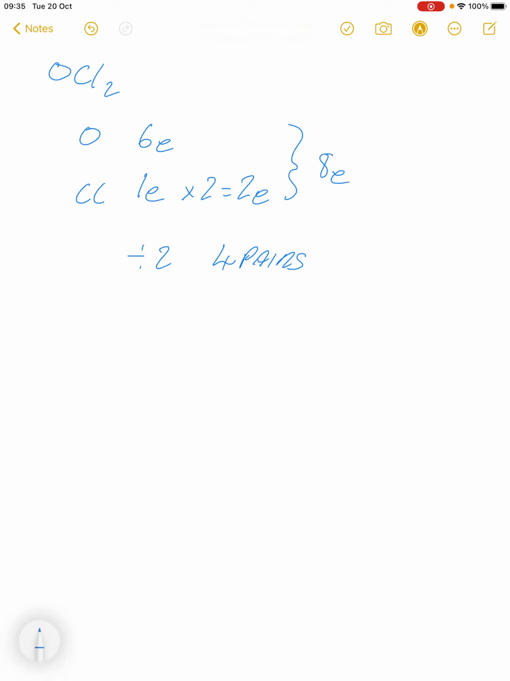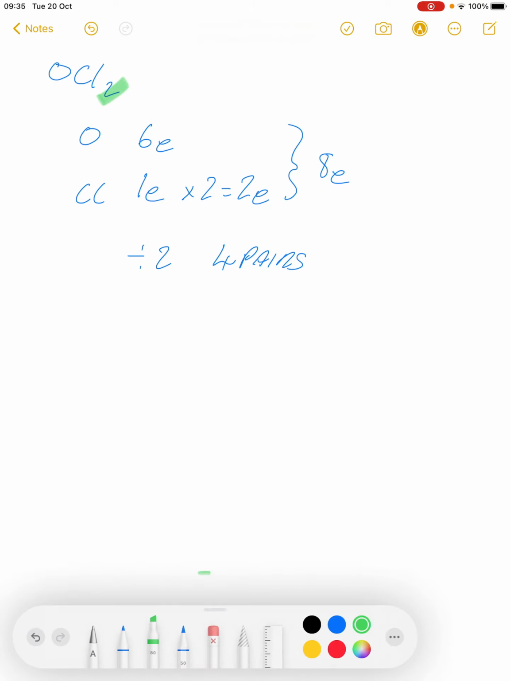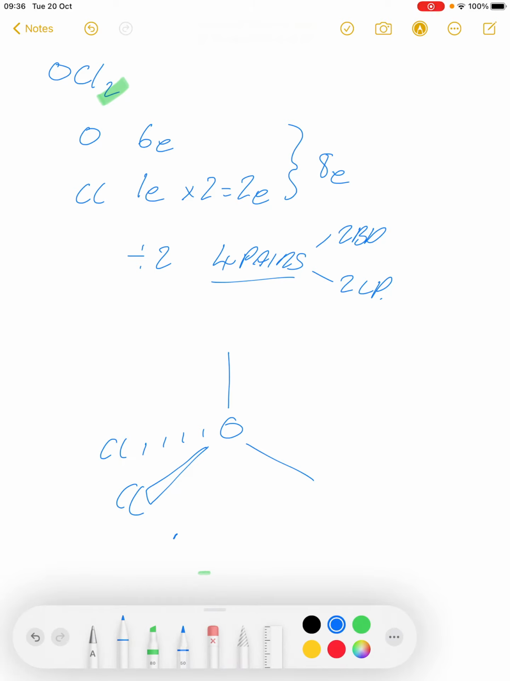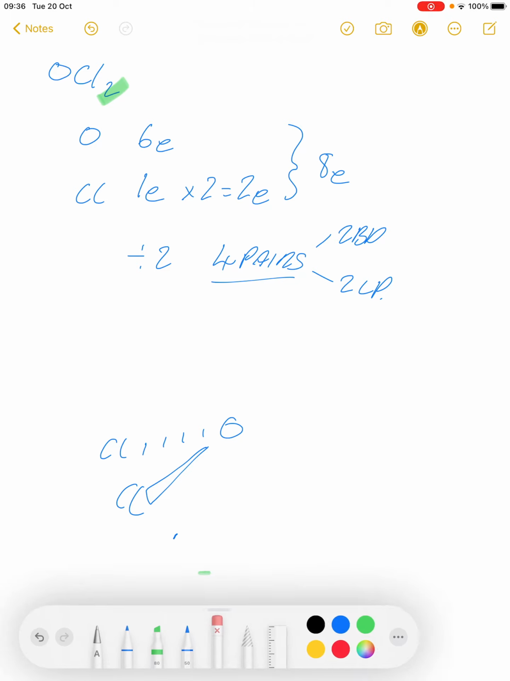Check the formula. There's 2 chlorines on there, which means there are 2 bonding pairs, 2 lone pairs. Total of 4 means it's going to be based upon tetrahedral. So start with that. Put my chlorines on 2 of them and change my other ones to lone pairs.